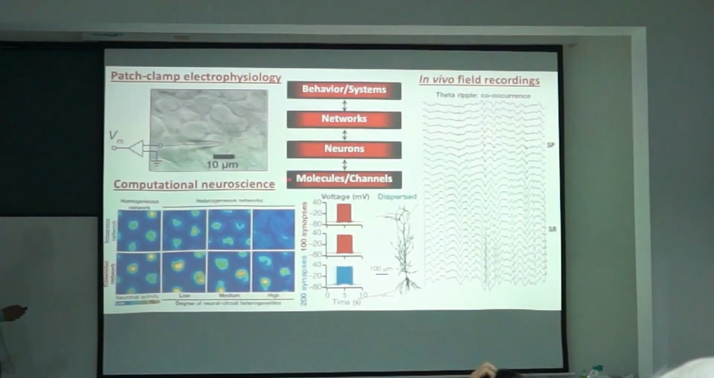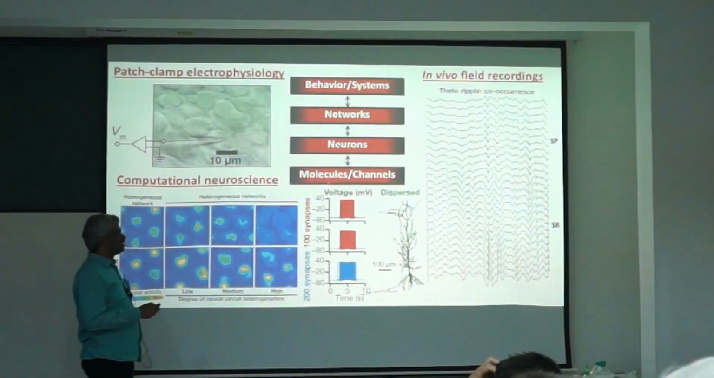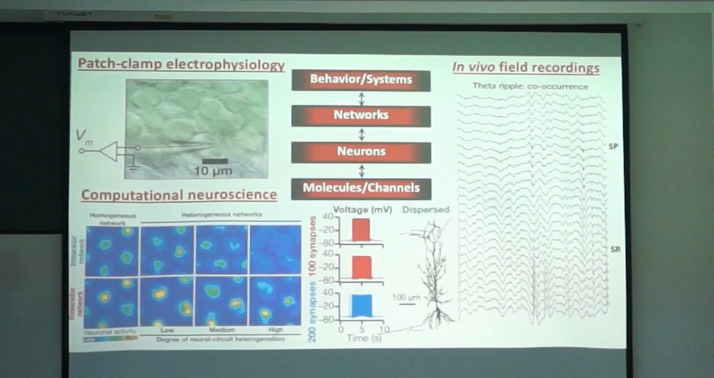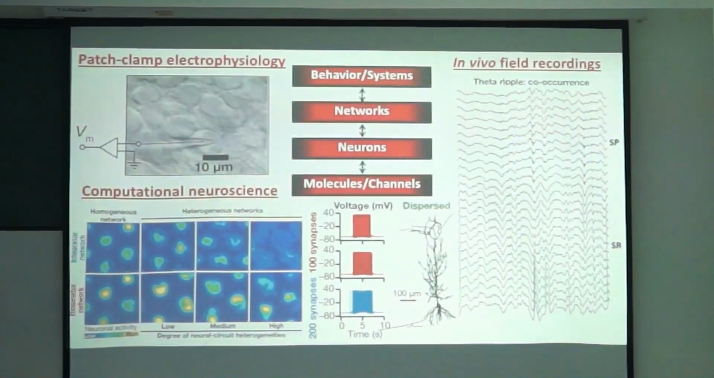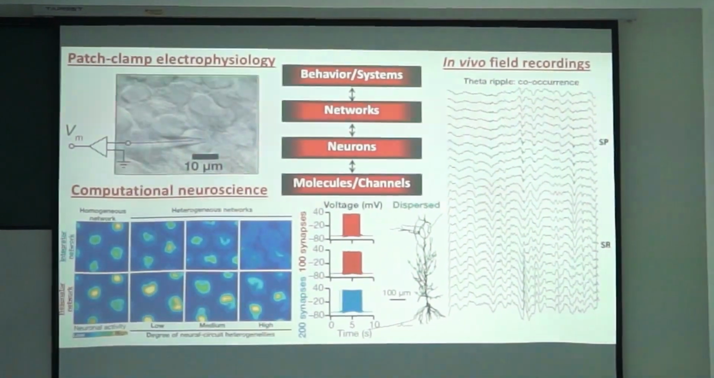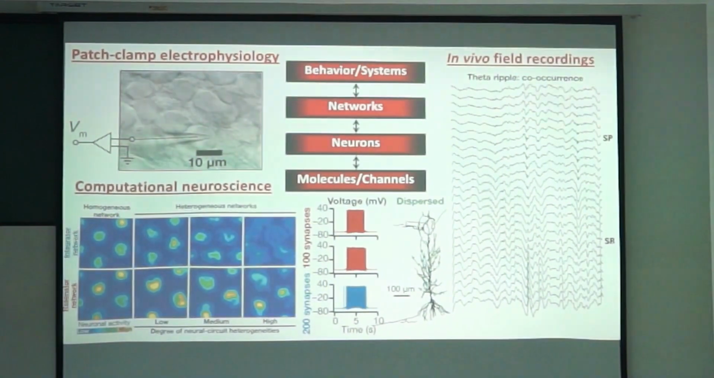And predominantly we work at the cellular level of things, but we also dabble into the molecular and network end of it, a little bit into the behavioral end of it, especially for the in vivo part.